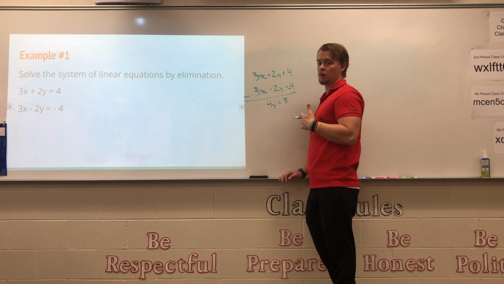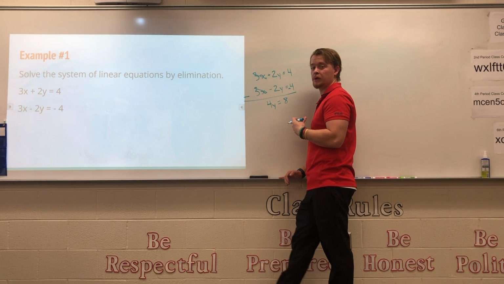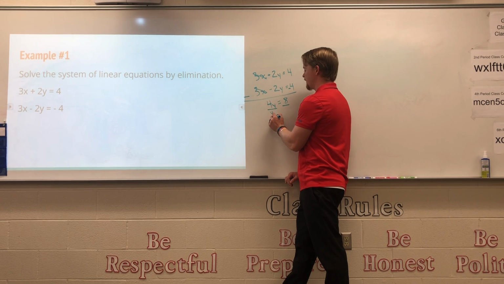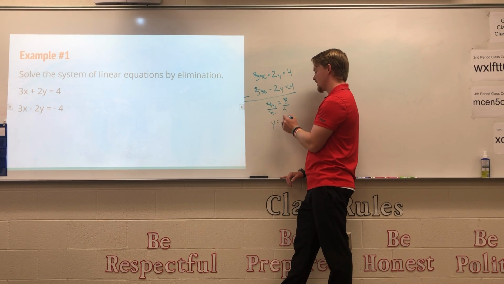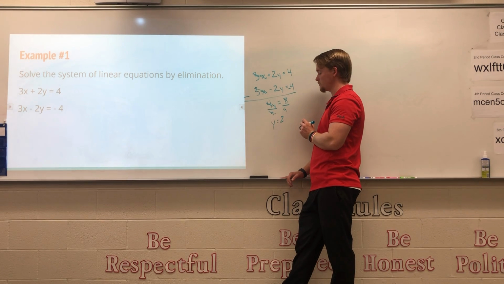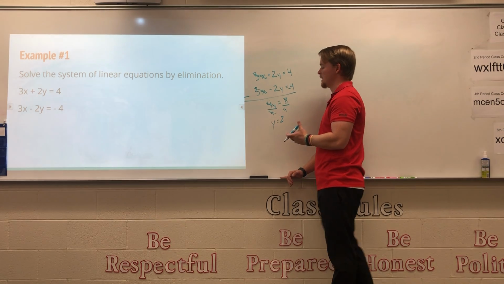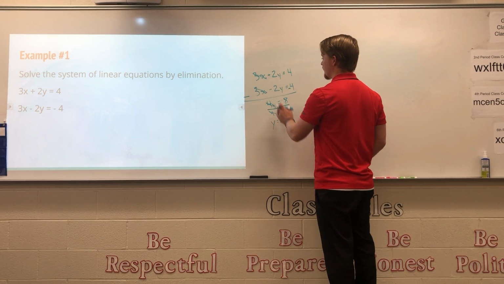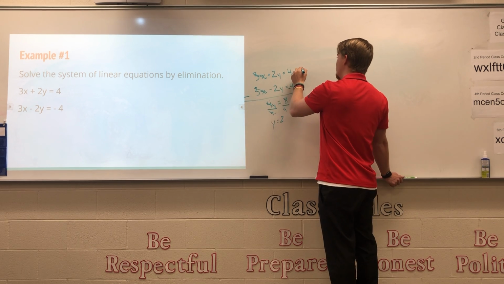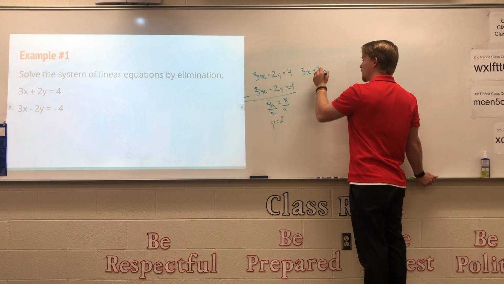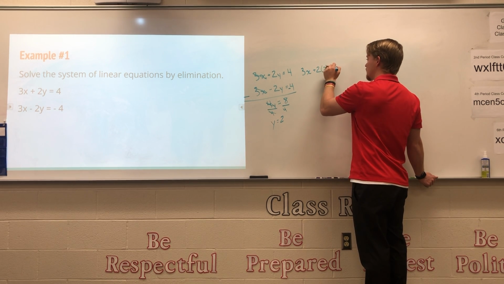Once you've eliminated one of the variables, you can just solve the resulting equation, hence step 3 from the last slide. So we would divide by 4 on both sides. And then y would equal 8 divided by 4, which is 2. Lastly, we need to get x because our answer will be in ordered pair form. So we take y equals 2 and plug that into one of our original equations. It doesn't matter which one. We'll just use the first one: 3x plus 2, in place of y we plug in 2, equals 4.